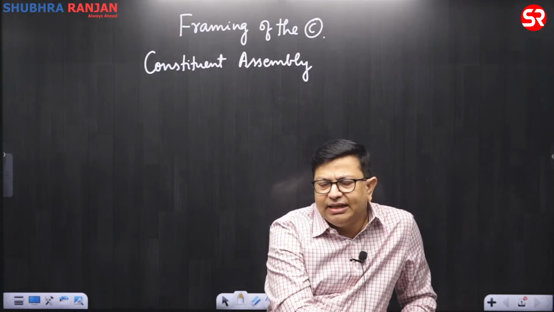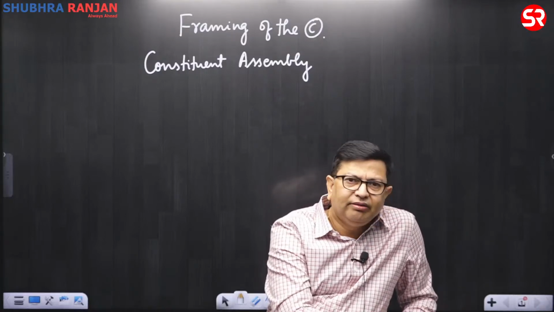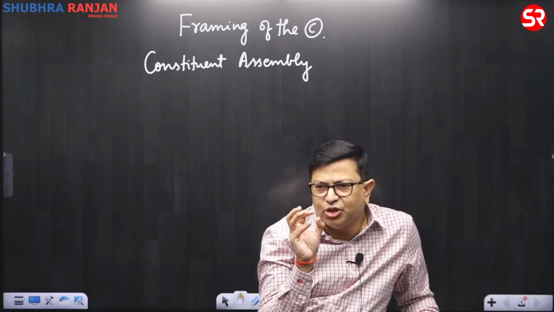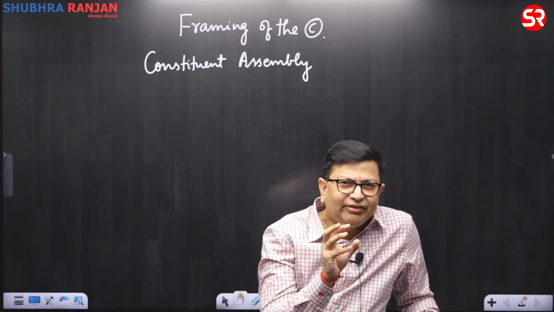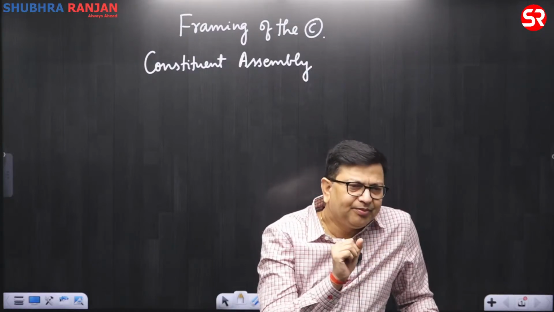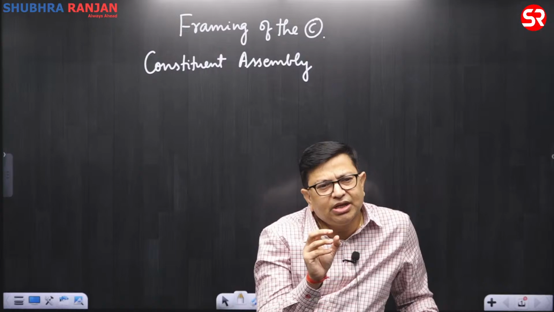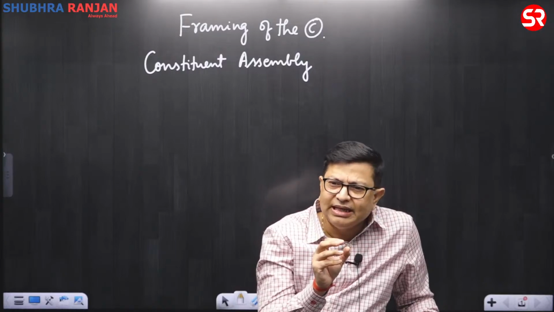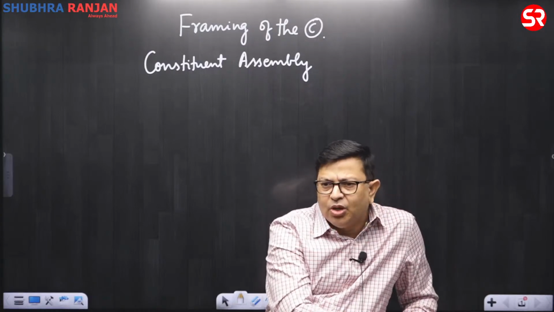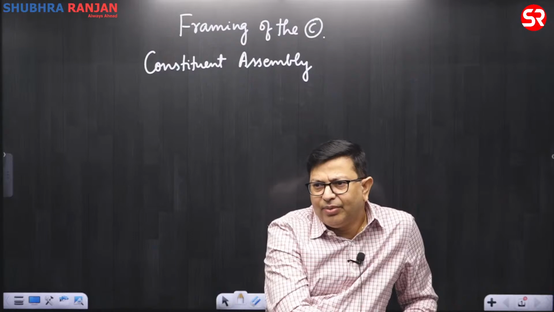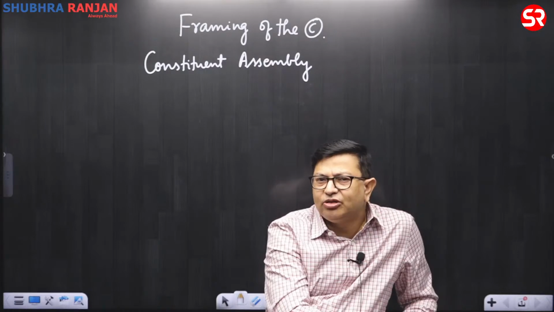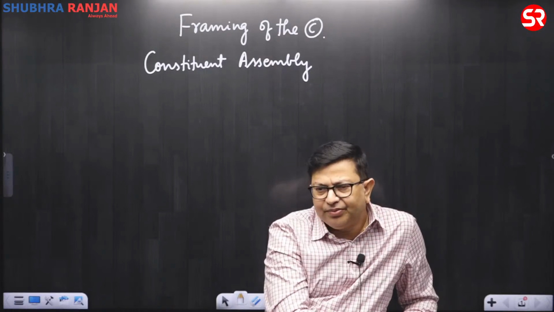And here basically if we talk about the framing of the Constitution, I have written here that the Constituent Assembly had framed the Constitution of India. Now basically it is a story, that is how the Constitution was made, how it was enacted. You see, the Constituent Assembly was not elected by the citizens of India on the basis of universal adult suffrage.